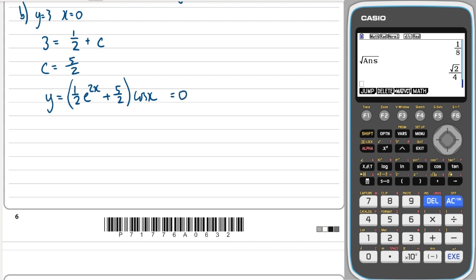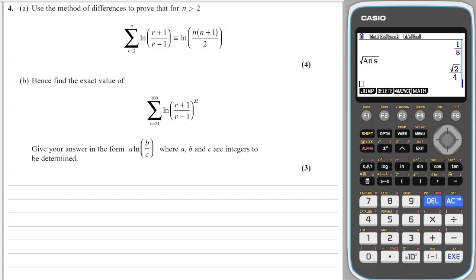Now we won't be able to make this bracket 0 because e to the x can never be negative. So the only way we're going to make this function equal to 0 is if cos x equals 0. And cos x equals 0 at pi/2. And that's the smallest positive value where cos x equals 0. And we're done. Okay, question 4, we need to use method of differences to prove this summation here.